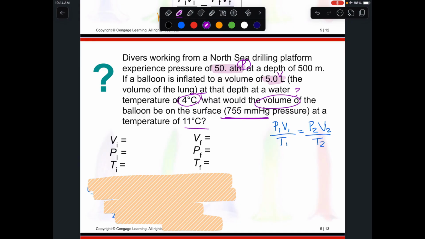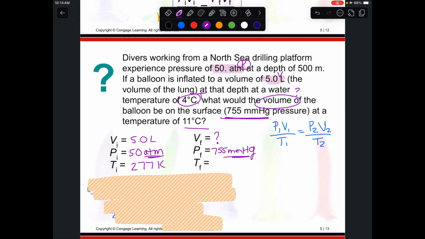So let's go ahead and categorize our information here. So we have 50 ATM, and I have 5 liters, and I have 4 degrees Celsius, so that is 277 Kelvin. I just added 273 to that. And then my new volume is what I'm looking for, and my pressure is 755 millimeters of mercury, okay? And the reason why I like to do this check is look, ATM, millimeters of mercury. They can't be different. They have to be the same, so they cancel out.